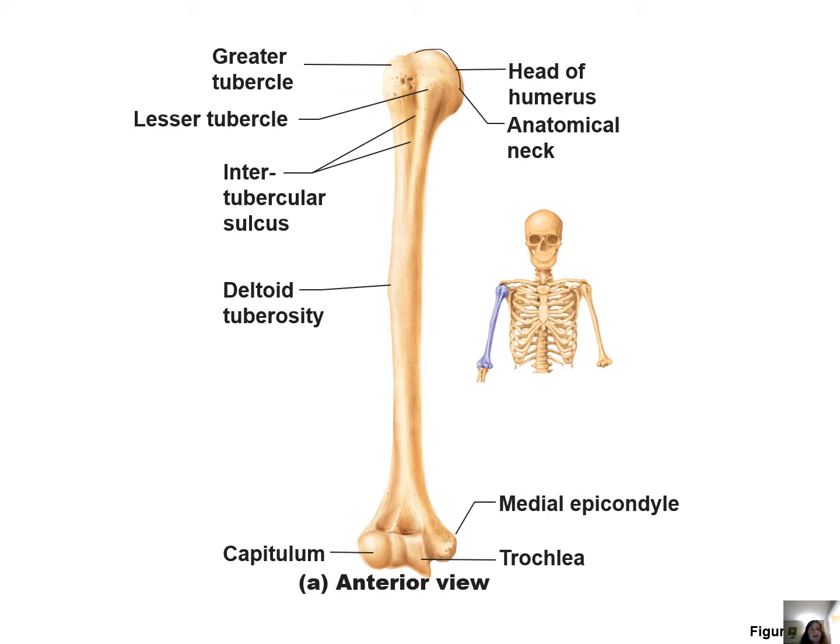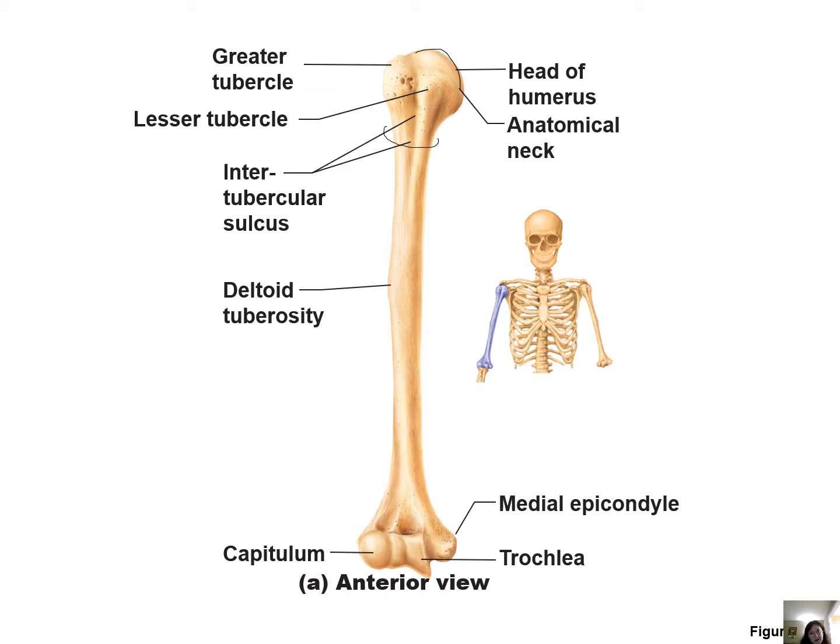The anatomical neck is this region right here. That's in contrast to what's referred to as the surgical neck, which is a little bit lower down. The surgical neck is going to be a site of rather frequent fracture, and that's why it's referred to as the surgical neck. But the surgical neck is essentially a narrow part of the bone between the head and the main part of the shaft.